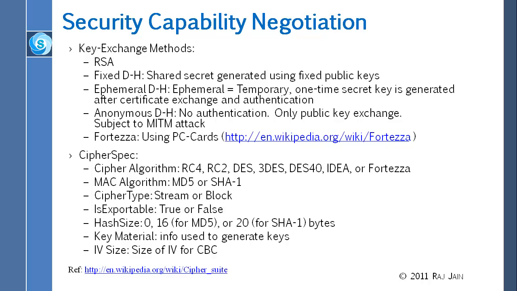All right, MAC algorithm. So MAC is MD5 or SHA; cipher, stream or block; exportable, true or false. These are all the fields that you have to fill in. You select one of these and then you specify. If you specify RC4, clearly it is a stream cipher. Now the question is whether it is exportable or not, true or false, depending upon the size of the key. Here exportable has to do with the United States. Then the hash size, the key material used to generate the key, and the size of the IVs for CBC. So all of these fields are there in those messages, and if you want to know more, these are the URLs from Wikipedia.